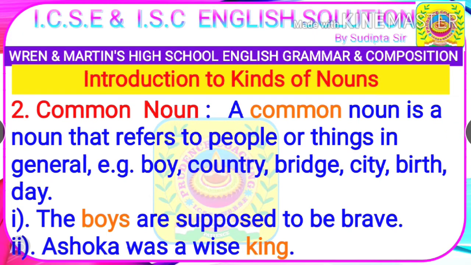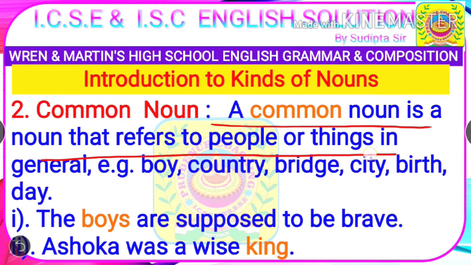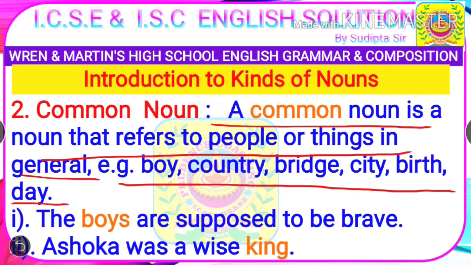Next there is the common noun. A common noun is a noun that refers to people or things in general, such as boy, country, bridge, city, birth or day. That means if I say boy, there are so many boys in the world, so many countries, so many bridges. In the same way, cities, births, places and days, everything. So that's why these are common nouns.